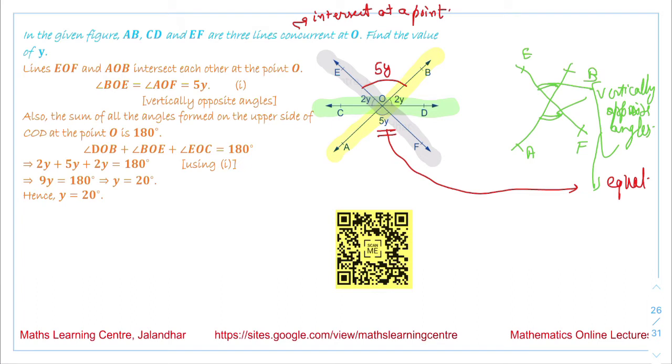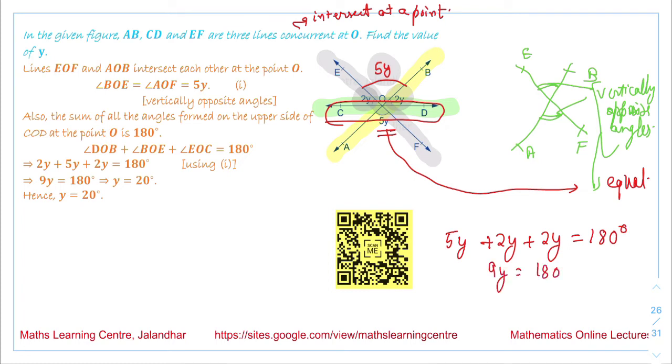Now these three angles, 2y, 5y and 2y, lie on a straight line CD. It means 5y plus 2y plus 2y is equal to 180 degrees. So 9y is equal to 180 degrees. So we get the value of y as 20 degrees.